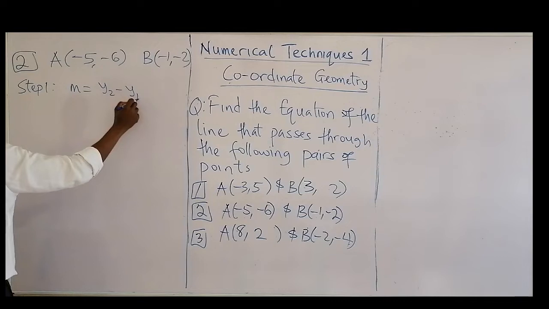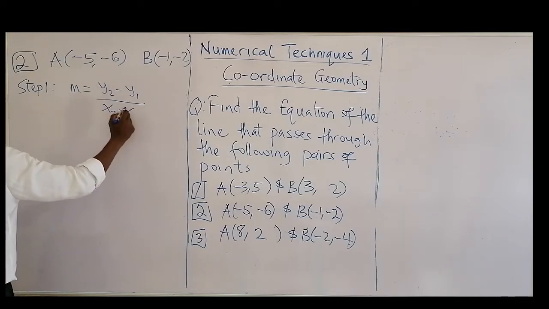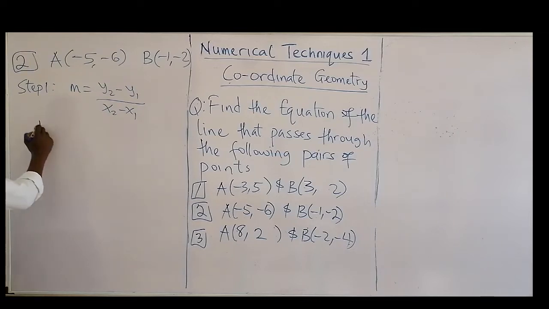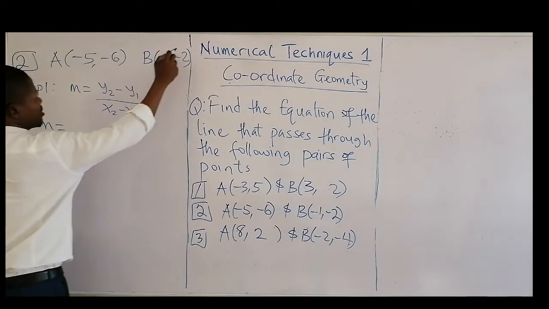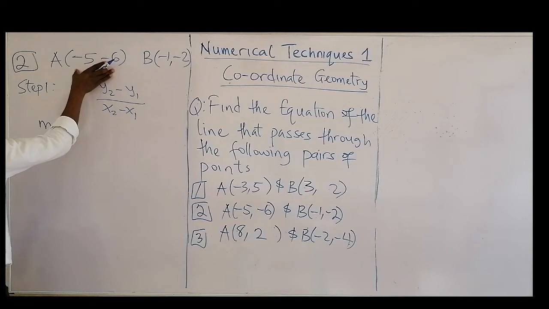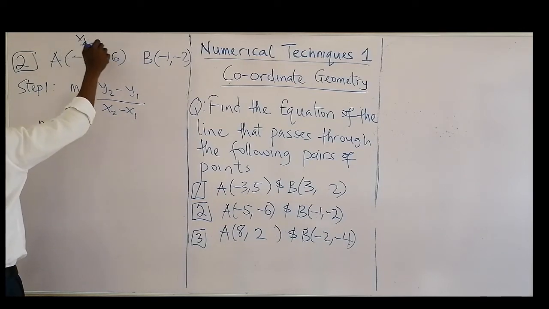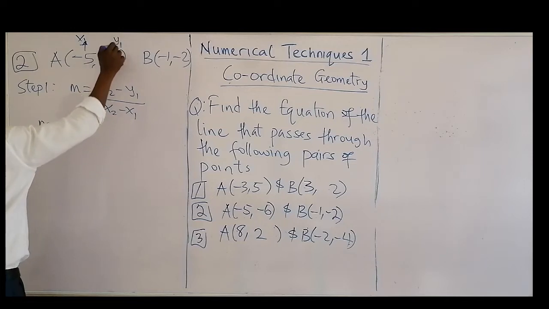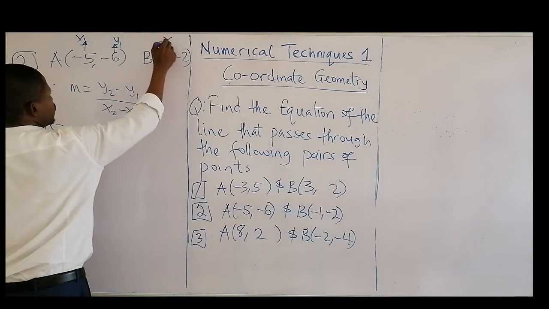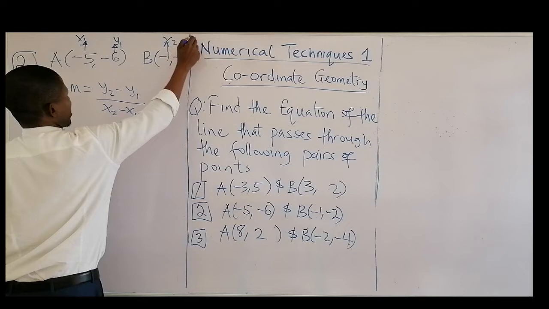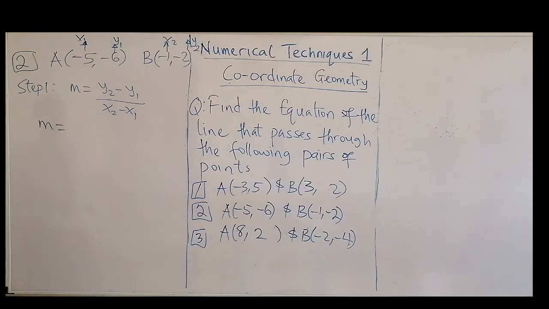y2 minus y1 over x2 minus x1. Okay, and then that will be equal to what? This is the first coordinate, point A. This is x1. This one is y1. This one is x2. This one is y2. Okay, when you are talking of coordinates, it must be x comma y.